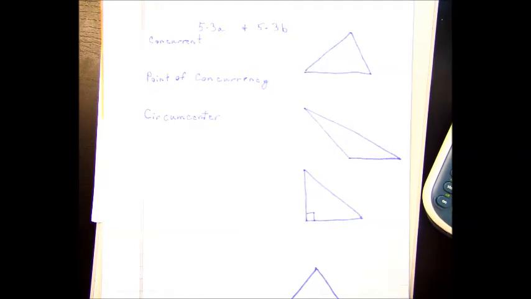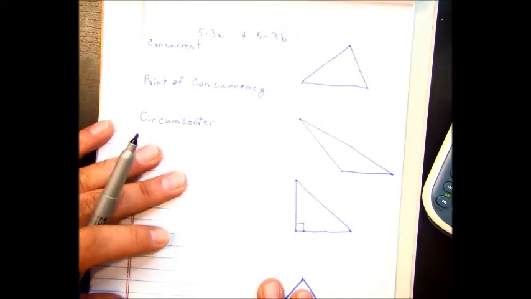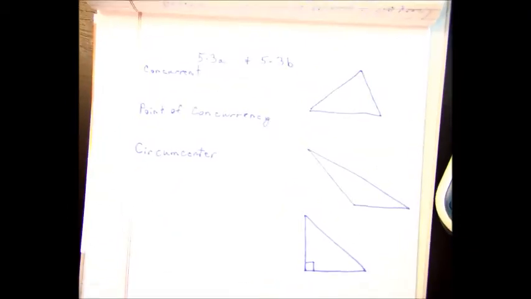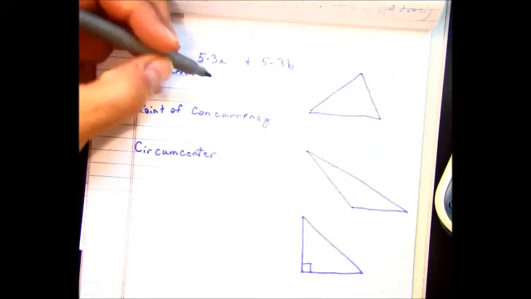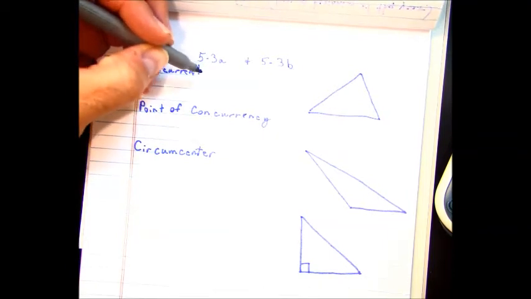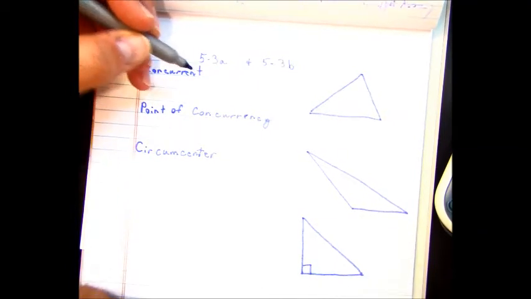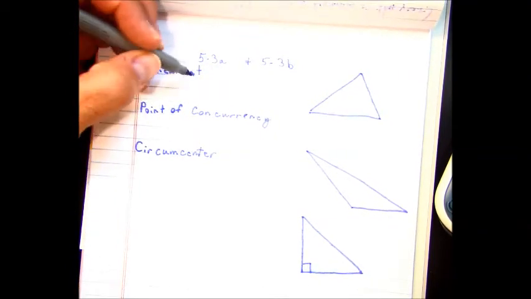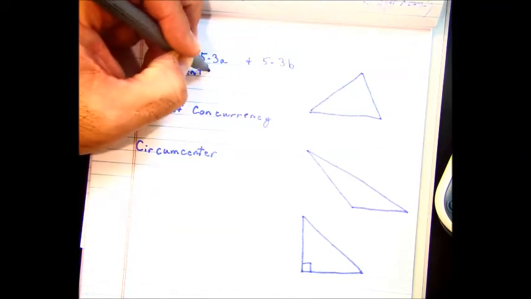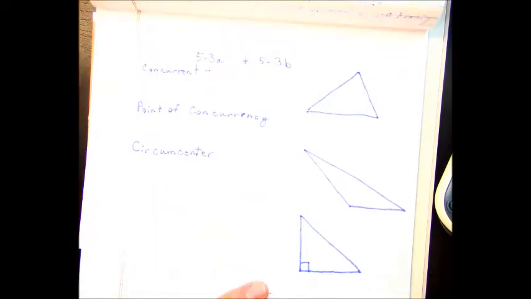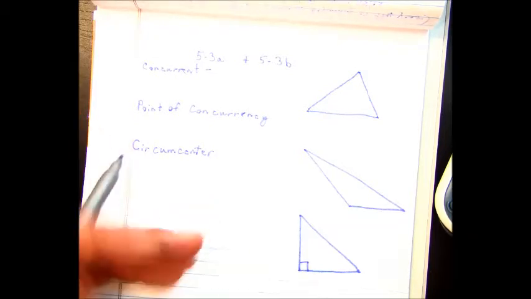Alright, so let's start with the word concurrent. Hopefully we understand that concurrent means where 3 or more lines touch. So 3 or more lines are called concurrent when they touch at the same spot.